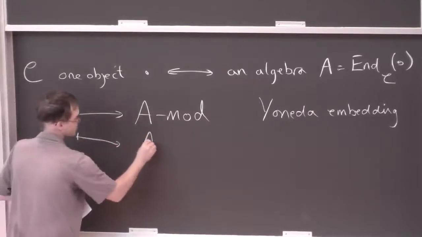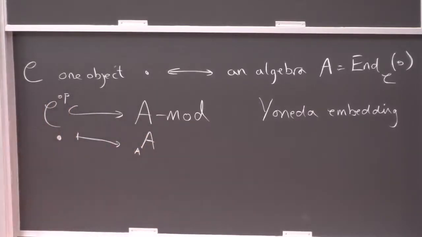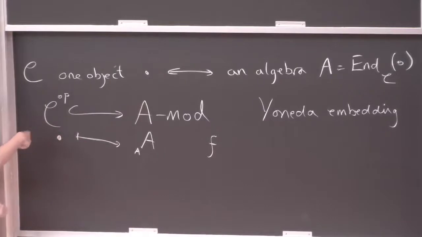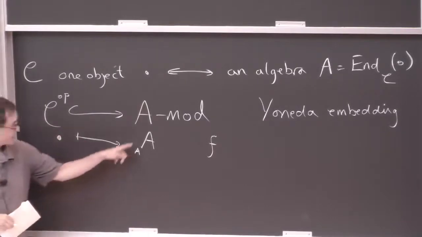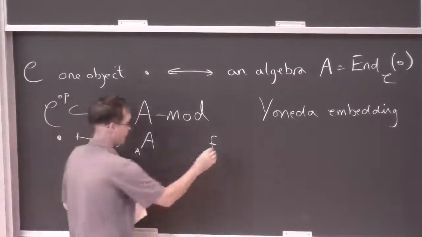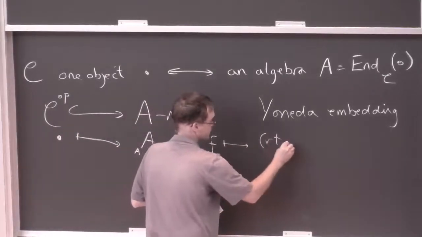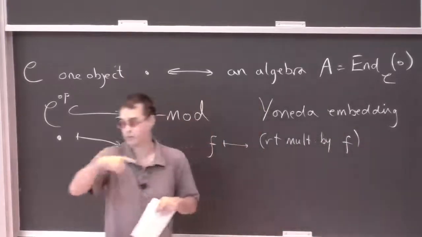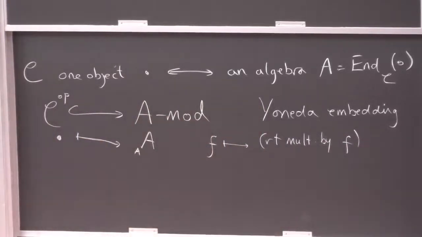And of course that maps to the left regular module, A. And then if you have an endomorphism of that object, that's just an element f of the algebra A, that's meant to map to an endomorphism of this module, and what is it? So it maps to right multiplication by f, and because it's right multiplication, that's why it's contravariant.